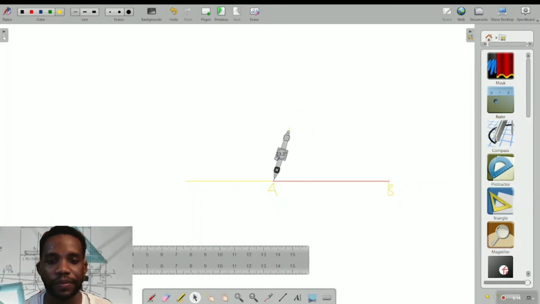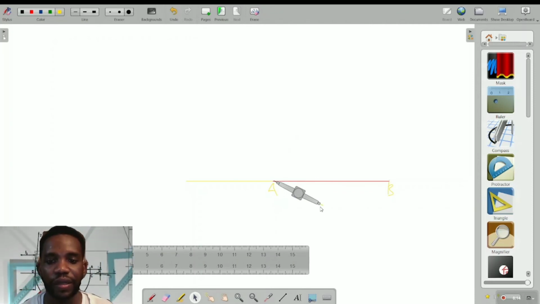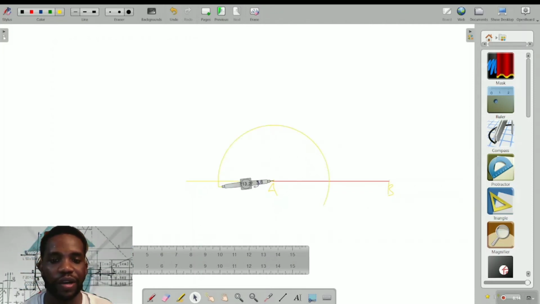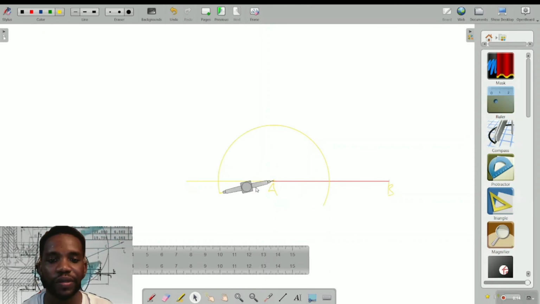So I'm going to reduce the compass. Alright. Now I'm going to swing my arc. So let me bring it all the way around here. I'm going to swing my arc going right around. Good. That is me. Good.